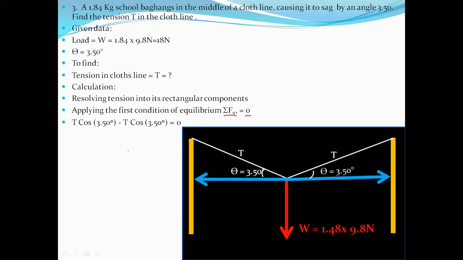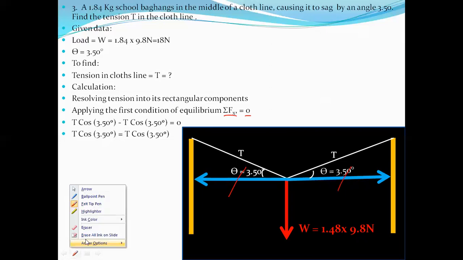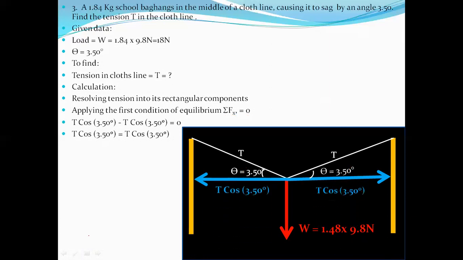We represent this by an equation: T cos 3.5, which is the horizontal component, minus T cos 3.5, equal to 0. That means the horizontal components are the same but in opposite directions. The negative sign shows that this component of T is in the opposite direction to that component of T. Taking T to the other side, it will be T cos 3.5 is equal to T cos 3.5. That means these two forces cancel each other out because they have the same magnitude but opposite direction.